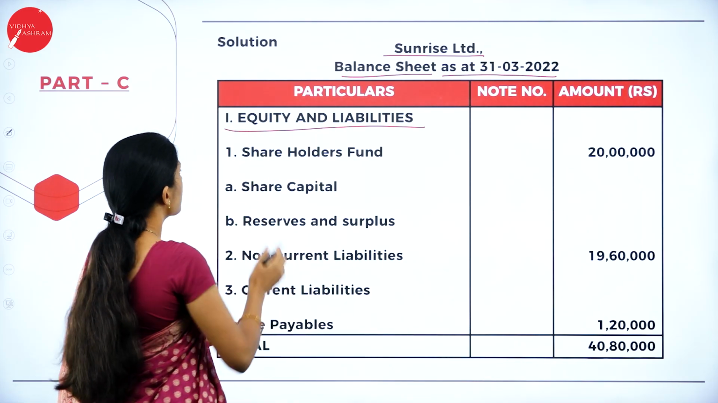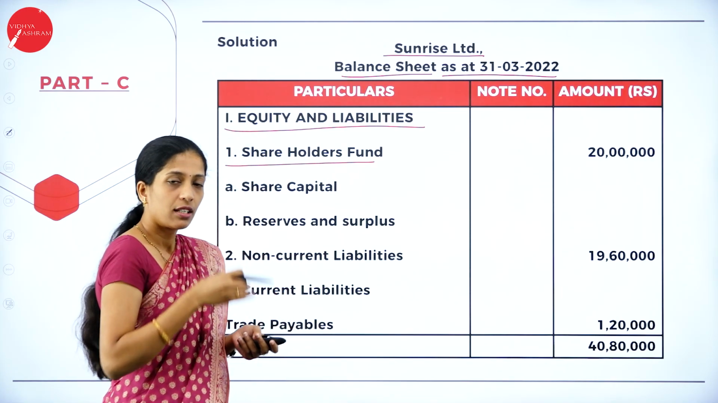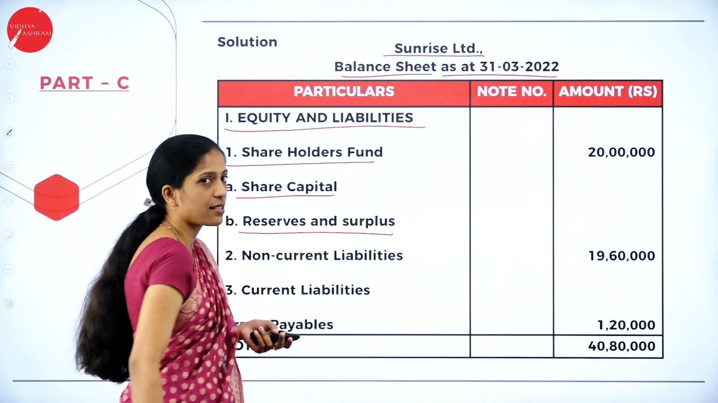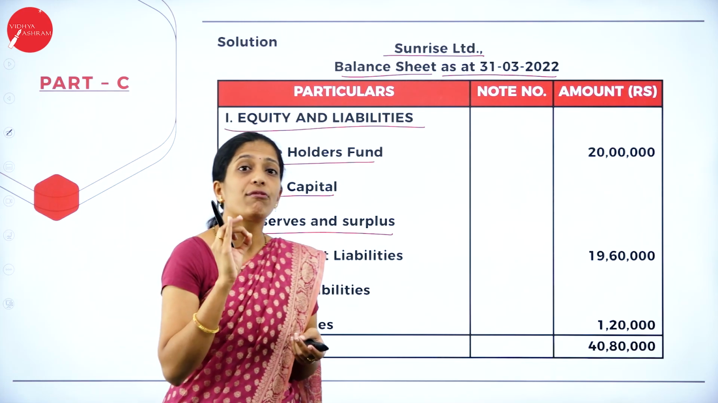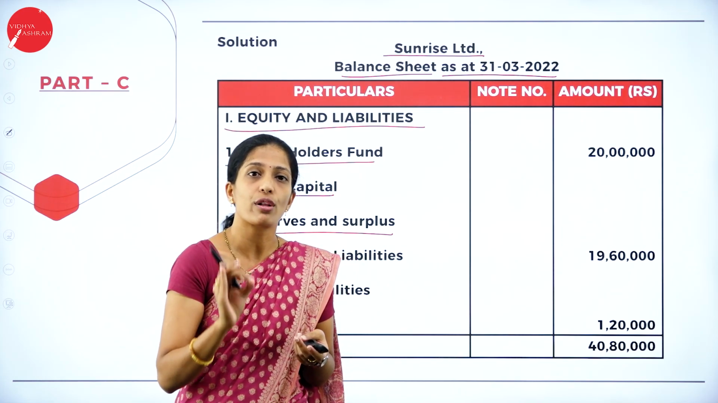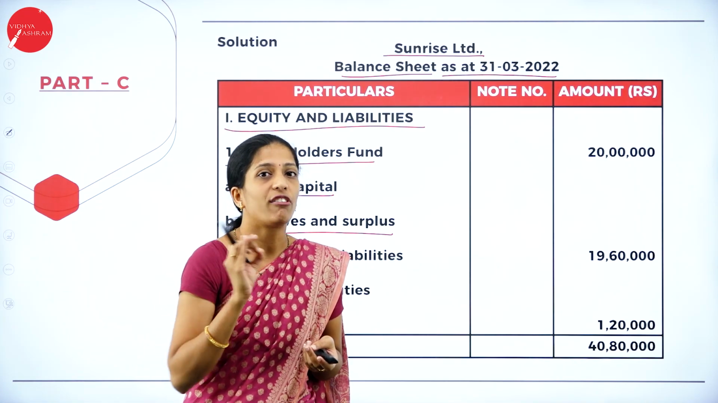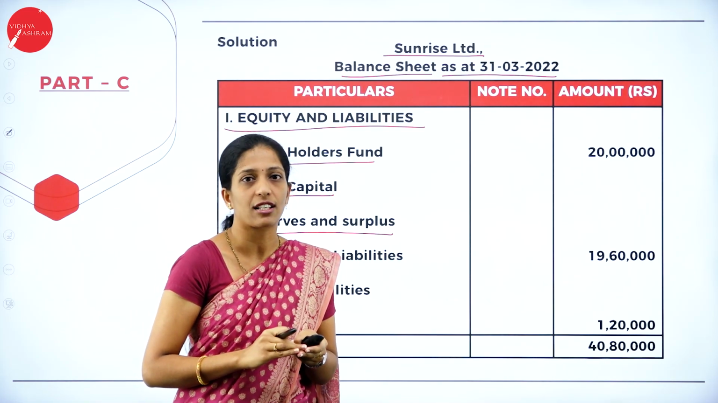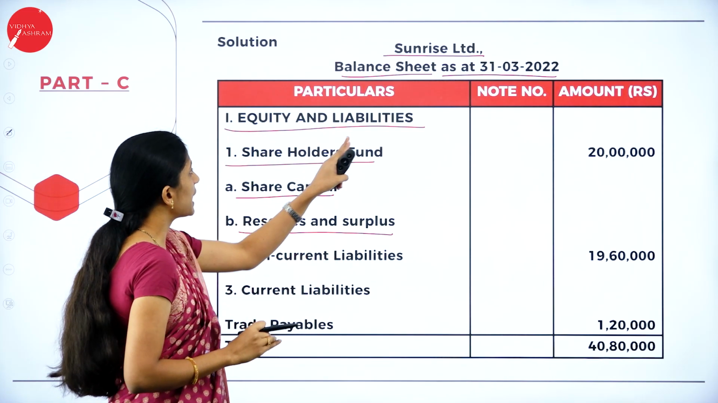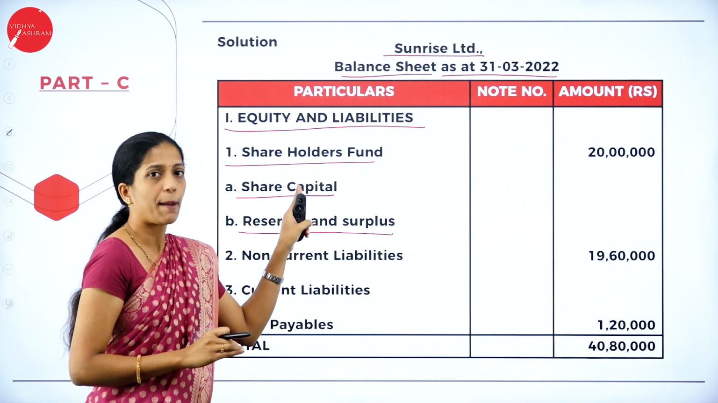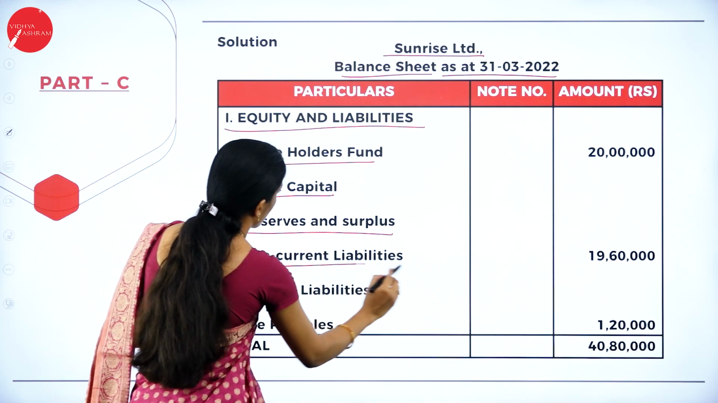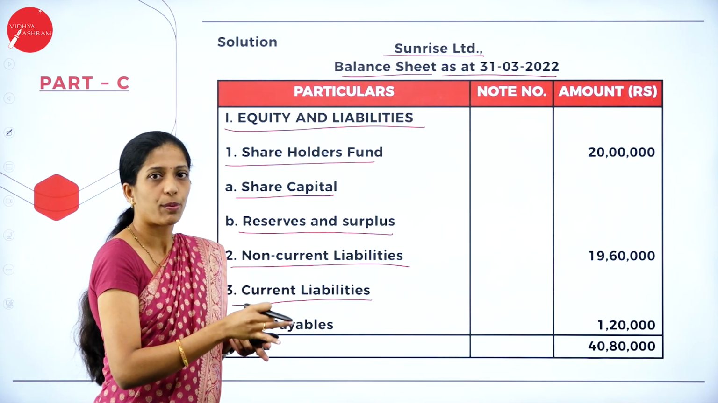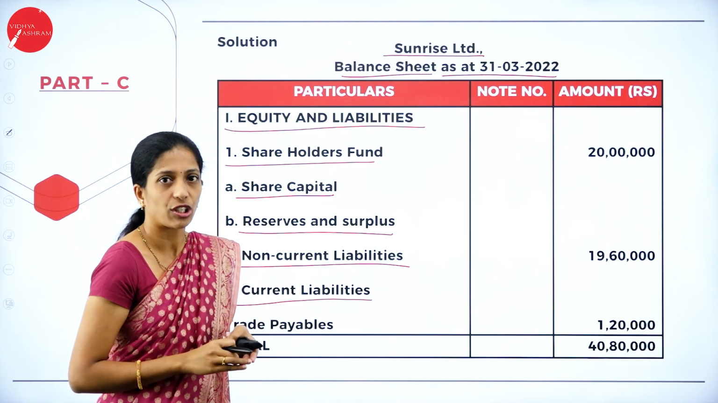So equity and liabilities, under that we have shareholders fund. In that shareholders fund, we have two: share capital, reserves and surplus. So this is very important. Even for the 5 marks practical oriented questions, they have asked the format of balance sheet many times. So it will help you for 6 marks, 12 marks as well as 5 marks practical oriented questions. And the second is non-current liability and the third is current liability. So based on the problem, we shall segregate and put in the respective head.